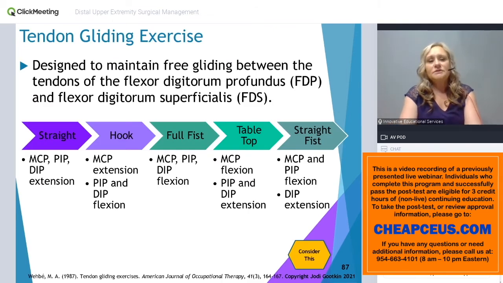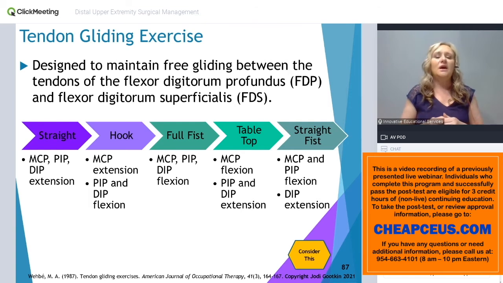When we look at our exercise programs for these patients, the timing will be different. However, tendon gliding may be an important component of your exercise program. This is another example when you pull different research and different resources, tendon gliding is not explained exactly the same way in every resource. I went right to the beginning. I went all the way back to the 1987 original tendon gliding document from the Occupational Therapy Association. So that's what I'm presenting here.